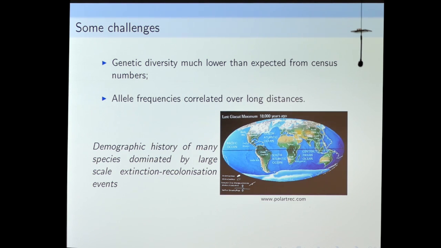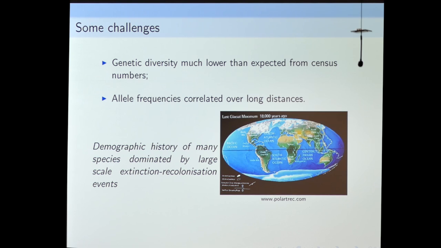So imagine I'm a population of plants living on a forest floor. Every 100 generations or so, a forest fire sweeps through and completely wipes the population out, and then it gets very, very rapidly replaced, recolonized. And that's going to lead to both a reduction in genetic diversity and large-scale correlations in allele frequencies.